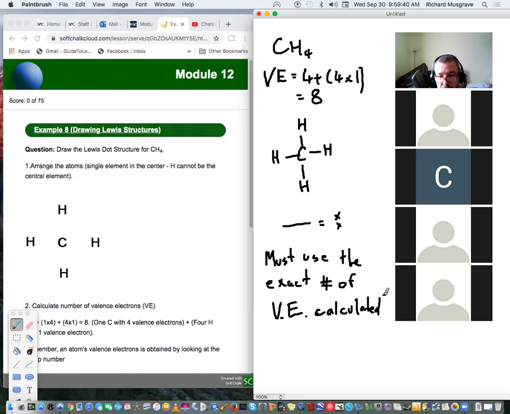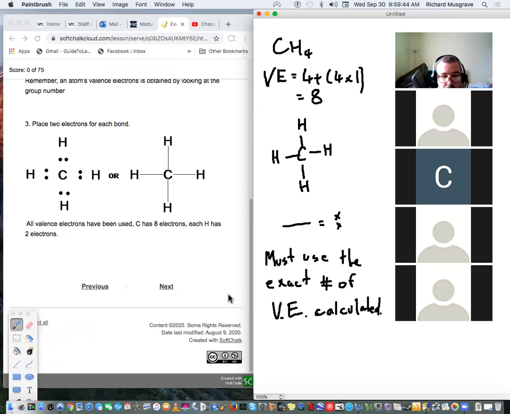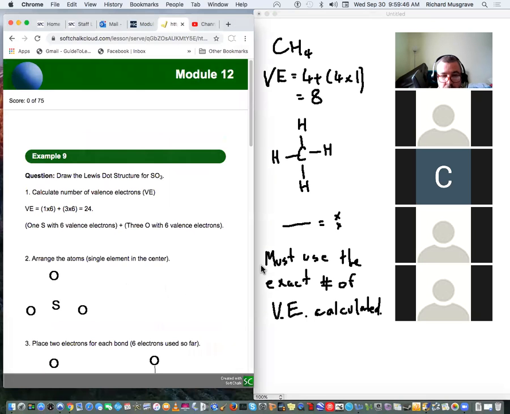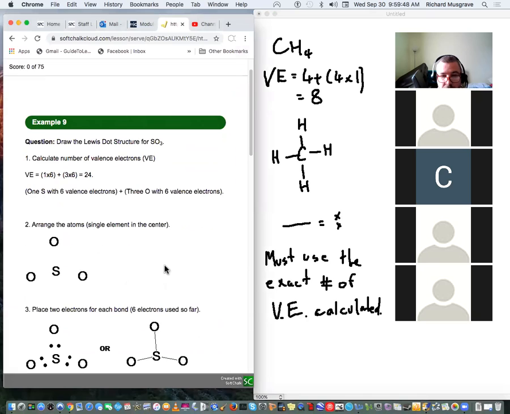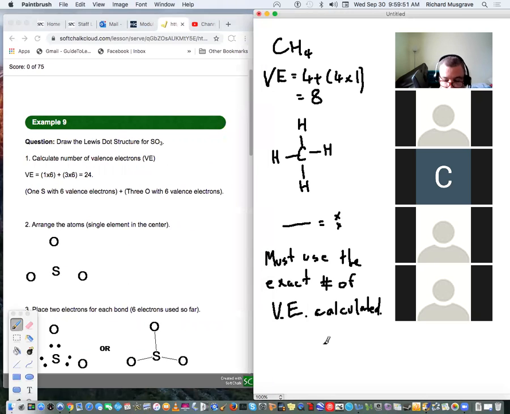So we must use the number of valence electrons that we calculated here. Let's look at something a little bit more complicated. Let's say we've got SO3.